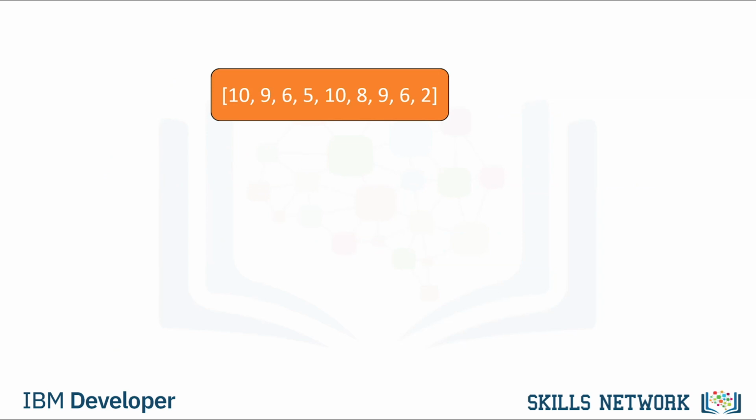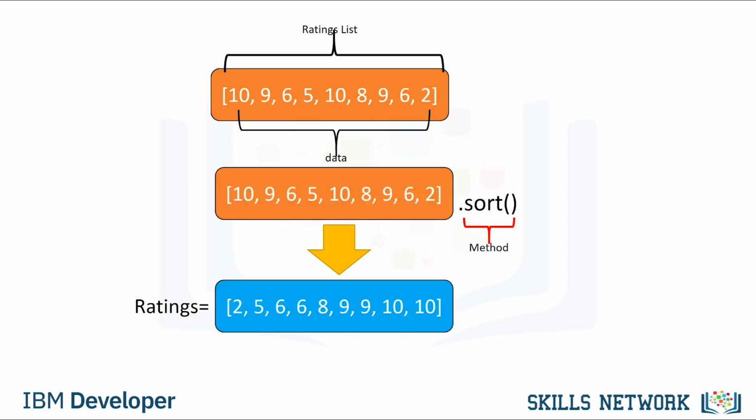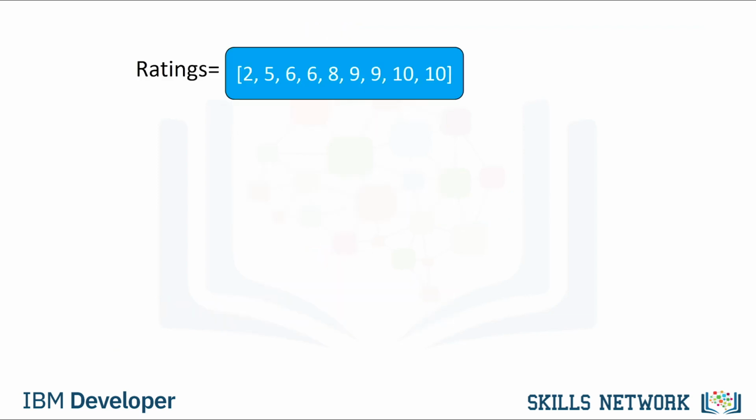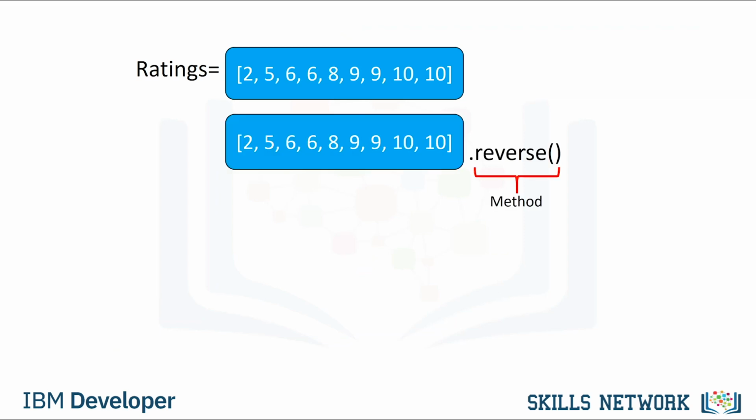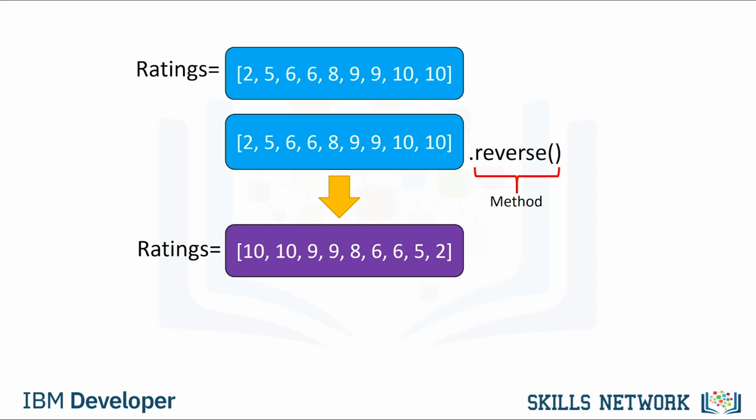We have the ratings list represented in orange. The data contained in the list is a sequence of numbers. We call the sort method. This changes the data contained in the object. You can say it changes the state of the object. We can call the reverse method on the list, changing the list again. We call the method reversing the order of the sequence within the object. In many cases, you don't have to know the inner workings of the class and its methods. You just have to know how to use them. Next, we will cover how to construct your own classes.